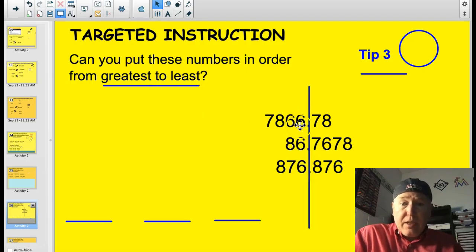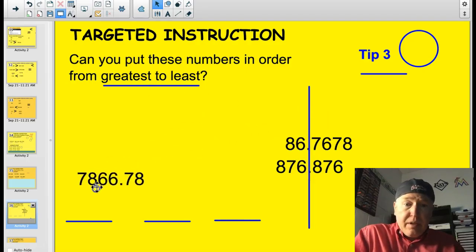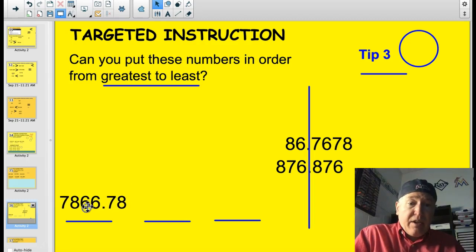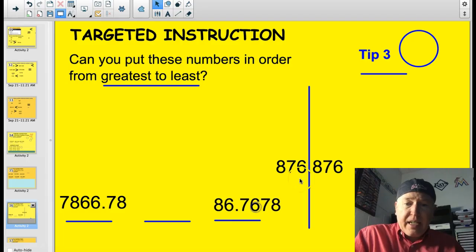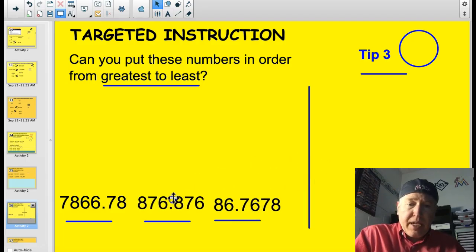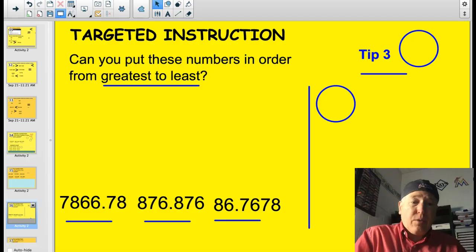All right, well, it's pretty easy to see at this point that we're putting it from greatest to least. The greatest number here is 7,866.78. The smallest number is just 86, and the middle number here is 876. But when you first look at them, it's kind of hard to tell that. So again, you can always check too. Looking at this, it's 7,000, this is 800, this is 86. We are definitely in the right order.